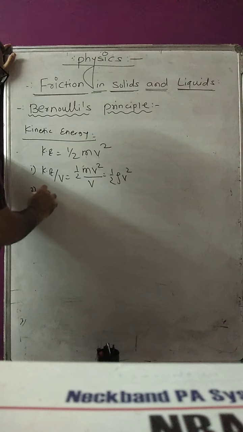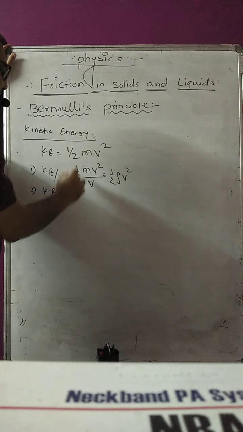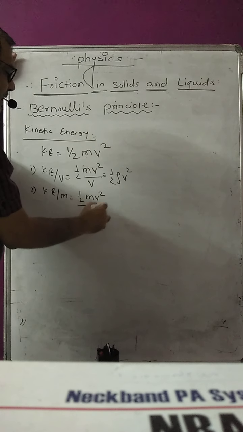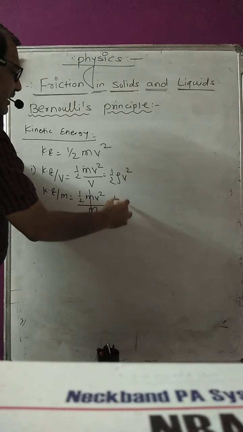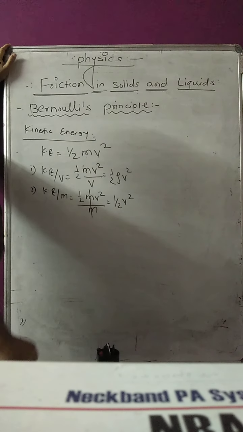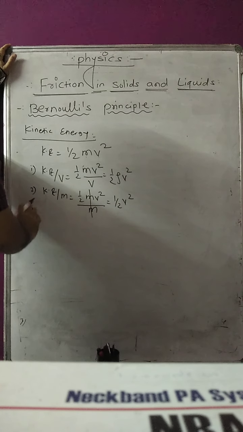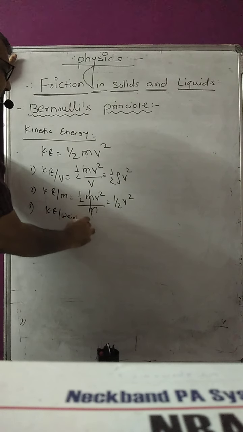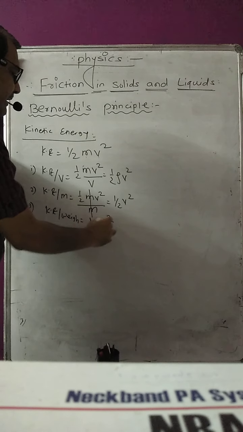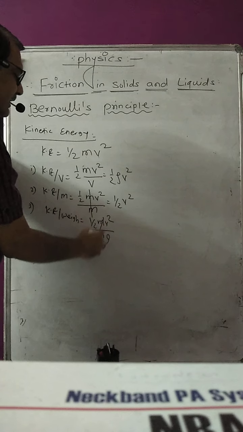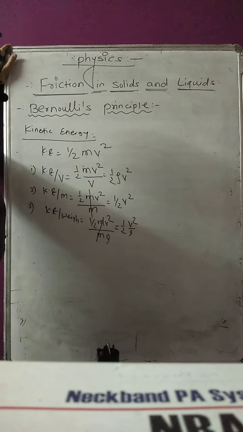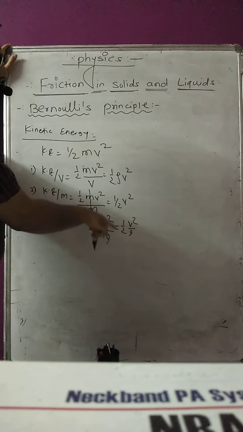Second, if I want to find the kinetic energy per unit mass, the equation is 1/2 m v square divided by mass. Mass gets cancelled, so it is 1/2 v square. That is the kinetic energy per unit mass. Third, the kinetic energy per unit weight. Weight means m g, so 1/2 m v square upon m g. The m gets cancelled, giving v square upon 2g. These are the three terms we can calculate for kinetic energy.